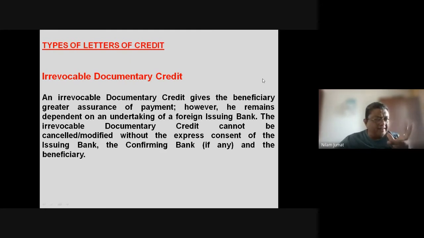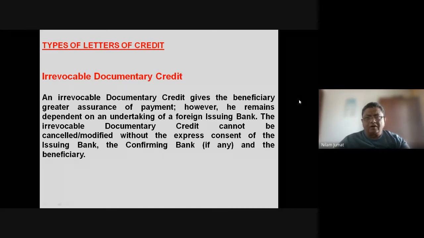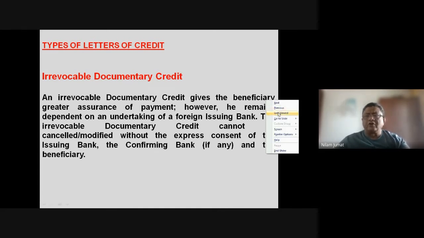The change of an LC is known as an amendment, right? When you change an LC, you call it amending the LC. You don't say change, you say amending. I'm not going into much detail. I told you I'm going over the basics. Okay. All right. That is what we call an irrevocable LC.